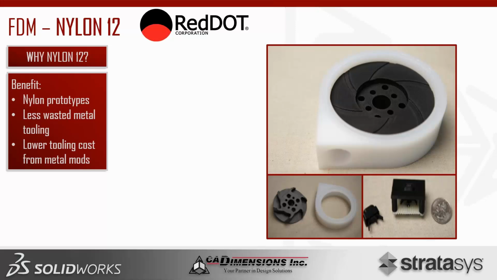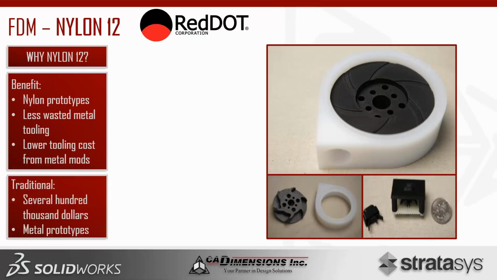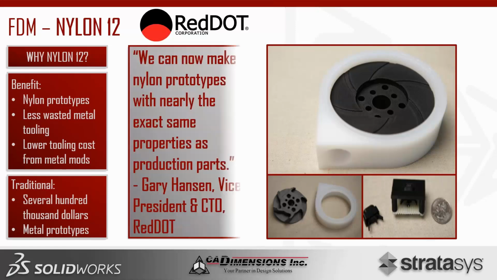In addition to that, you also have less wasted metal tooling and lower tool cost from metal modifications. Traditionally speaking, they would spend about several $100,000 on these types of metal prototypes, so you can see why they went this way. And a quote from Gary Hansen, the VP and CTO of Red Dot: they can now make nylon prototypes with nearly the exact same properties as production parts, which is obviously very good for them.